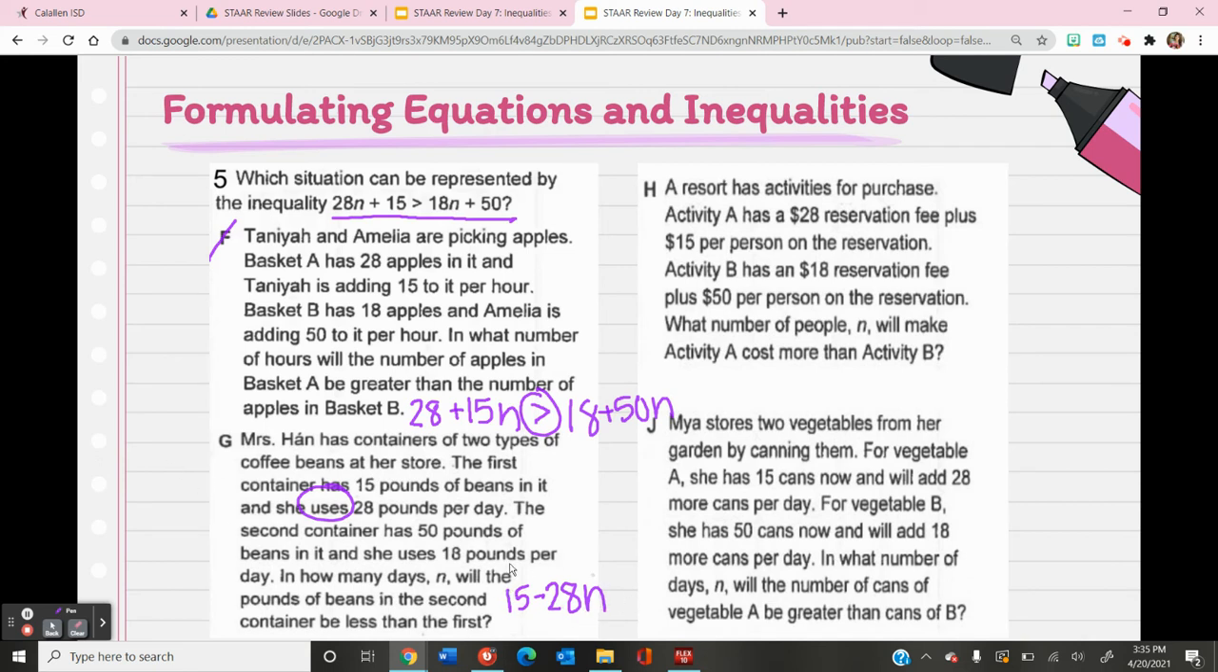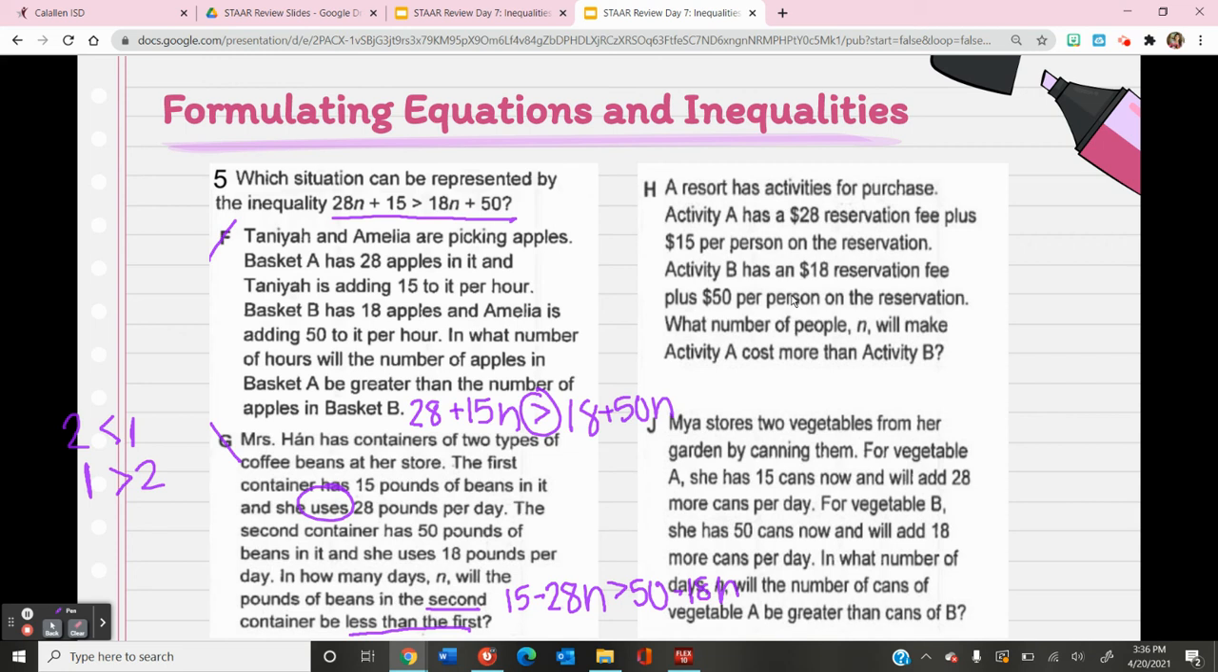So I've already written this on this side. I want to know when my second container is less than my first container. So I would flip my inequality, flip sides. So here I have my first container should be greater than my second container. So again, here's where I got that. Second is less than your first. So here we're going to have 15 minus 28n is greater than container 2, which has 50 pounds of beans in it, and they use 18 pounds per day. So minus 18n. So looking up here at your statement, this does not match, so G also cannot be your answer.